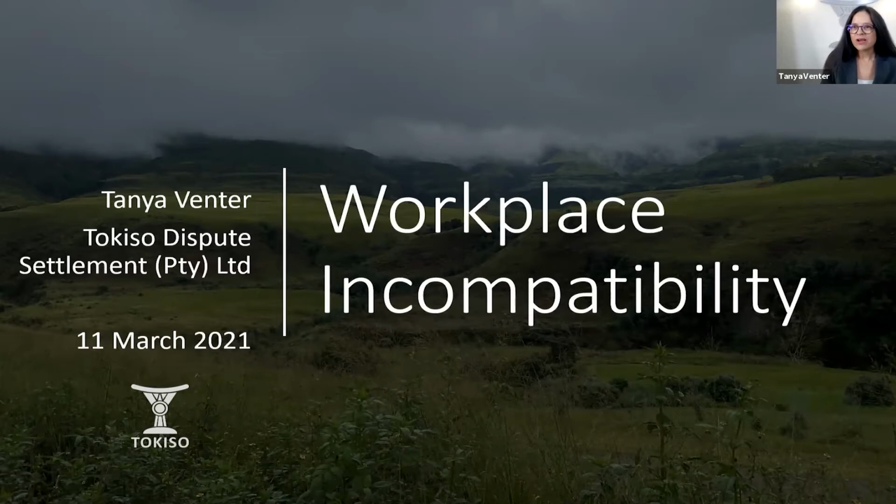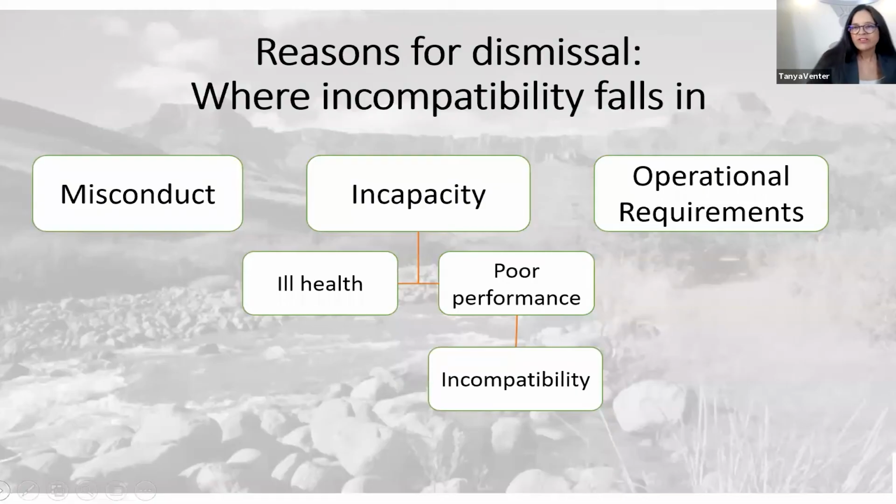In my last webinar a couple of weeks ago, I dealt with the issue of poor performance. And I'm going to just recap a couple of principles about that because it squarely deals with this issue of incompatibility. So moving on, just to summarize, and I hope everyone knows this kind of diagram very well by now, is the reasons for dismissal. We know there's 3 reasons one can dismiss. That would be for misconduct, incapacity, and operational requirements.